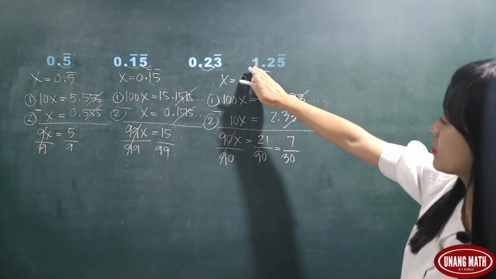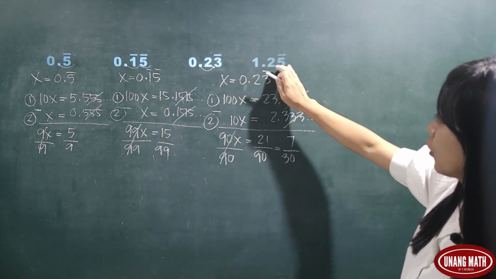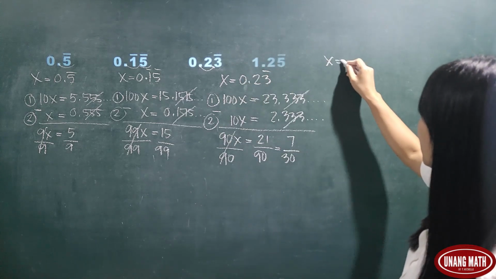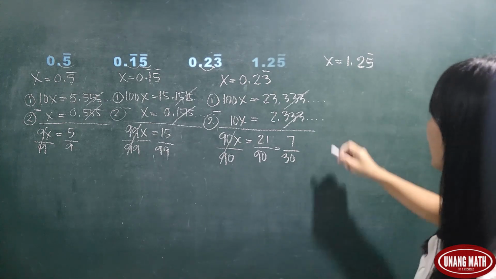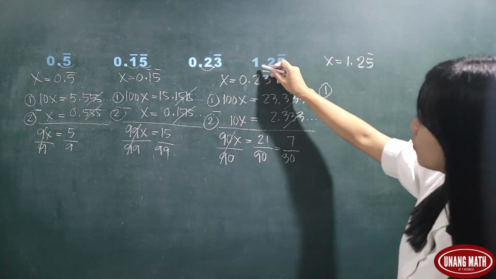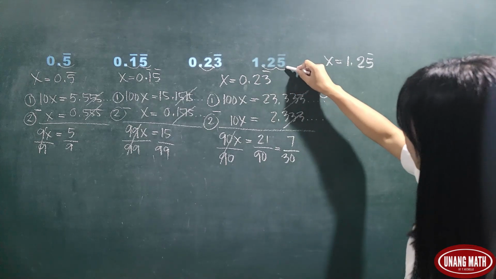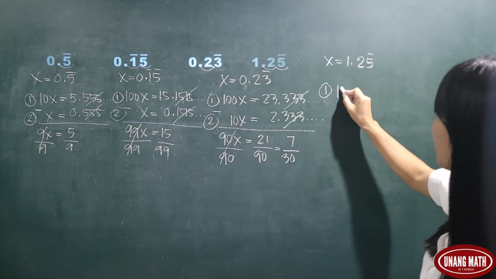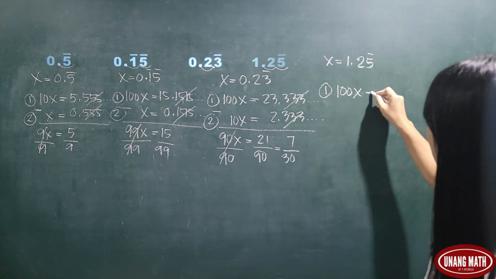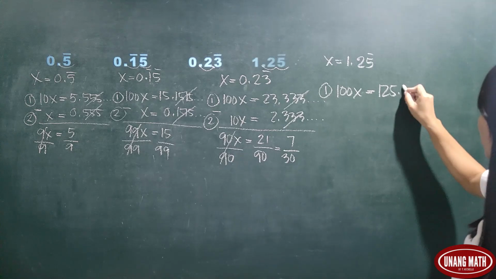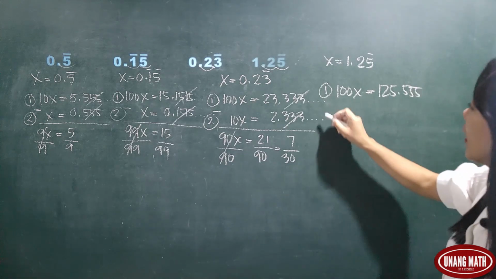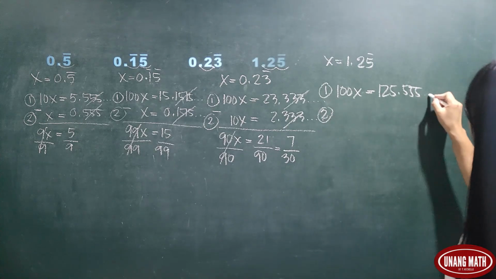Okay, what about this repeating decimal 1.25 repeating? So x is equal to 1.25 repeating. Okay, first equation, move this decimal point 2 times to the right. So it's multiplying by 100. So 100x is equal to 125.555 repeating.